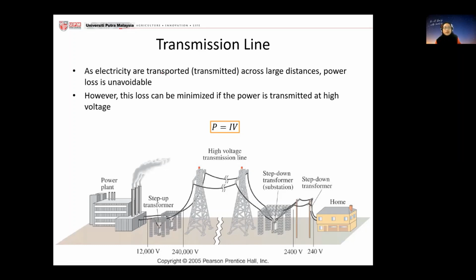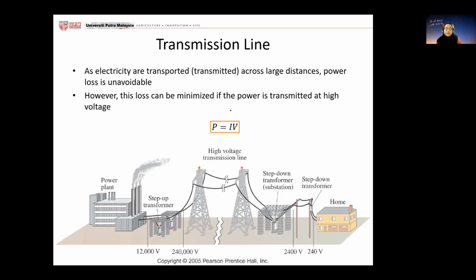So now we look at the transmission line. You have the power generated, but how does it go from the power plants to your home? Imagine it involves large distances. As you transport that amount of power across large distances, power loss is unavoidable. You cannot avoid that because there's always going to be some energy lost to the environment in the form of heat.